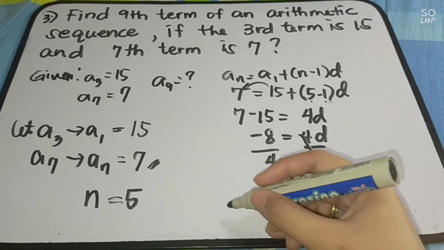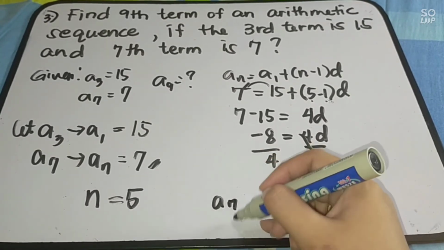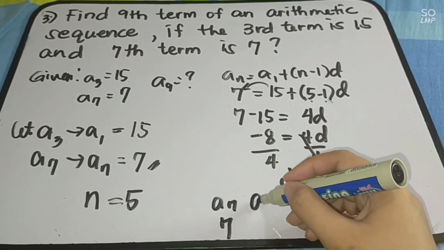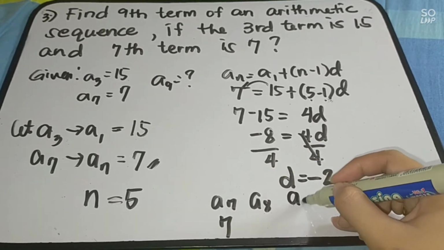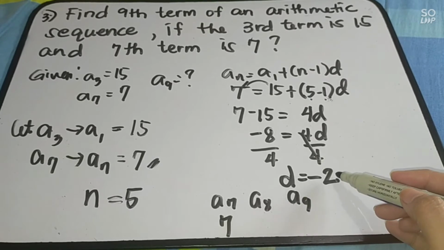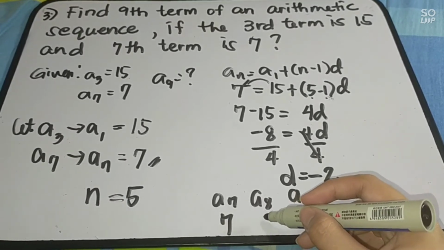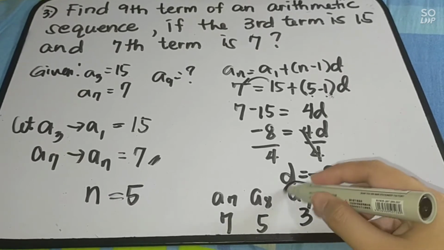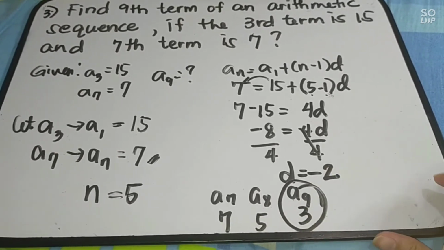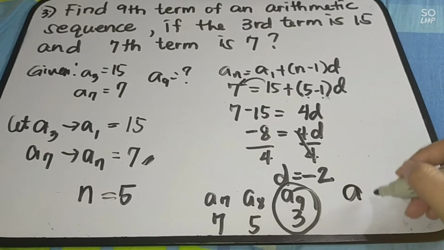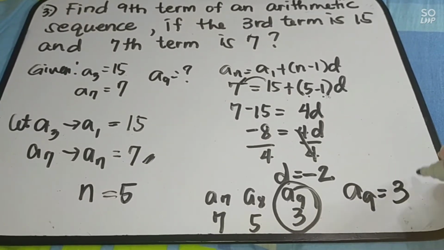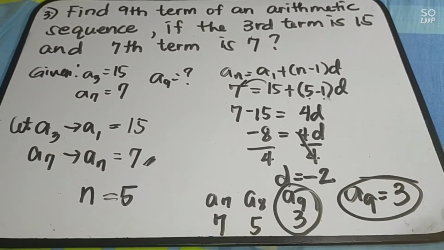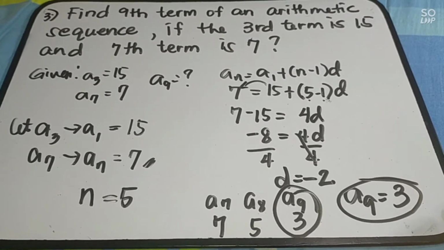Okay? Since ang 7th term mo, ang a sub 7 mo ay 7, ang a sub 8 mo, then a sub 9 na. So, 7 minus 2 na lang. The answer here is 5. Then, 5 minus 2, the answer is 3. So, that is your 9th term. Okay? So, a sub 9 is equal to 3. Alright? So, ganun lang po siya kasimple.